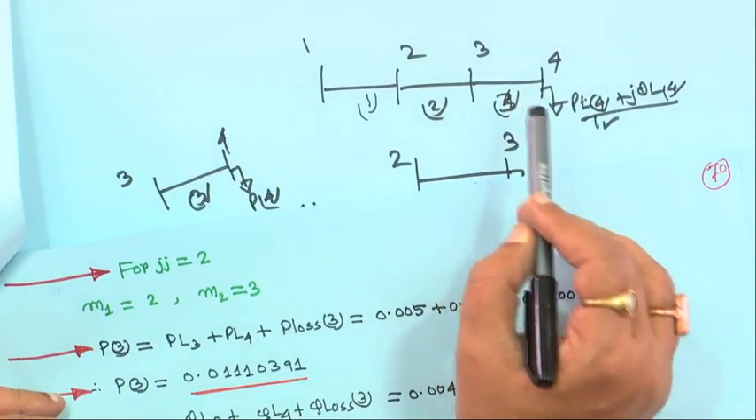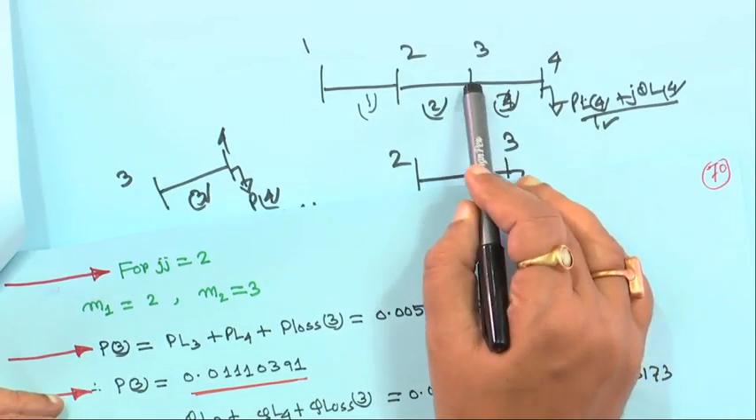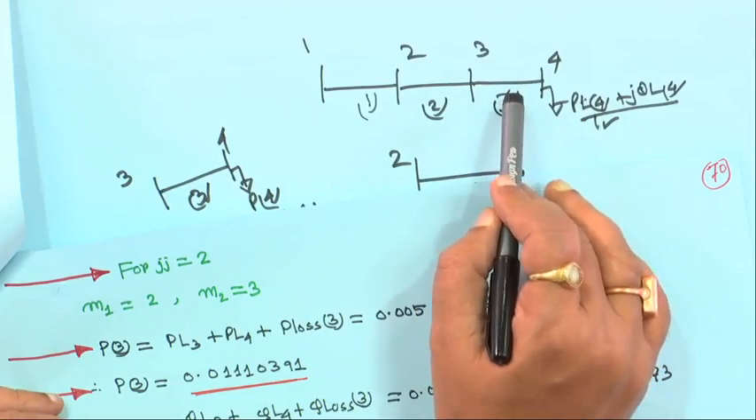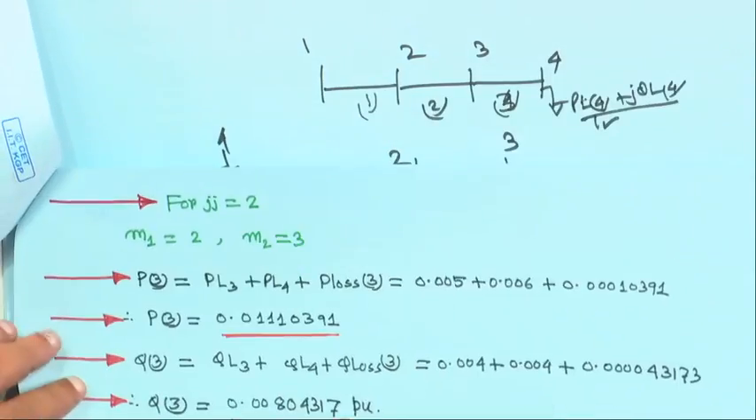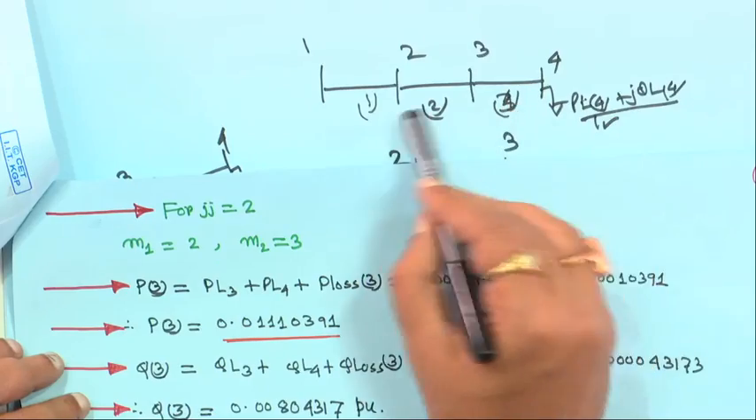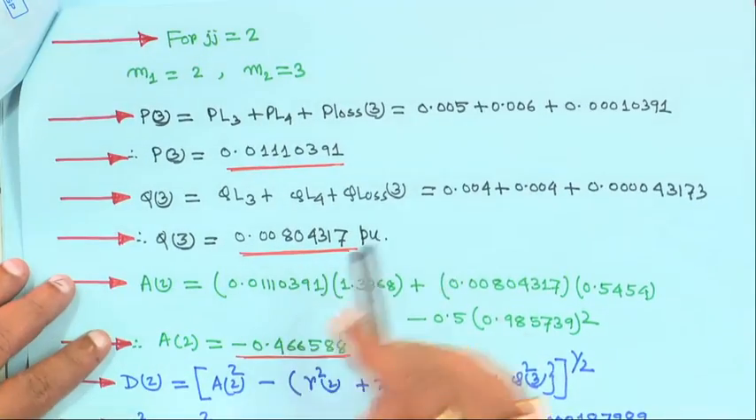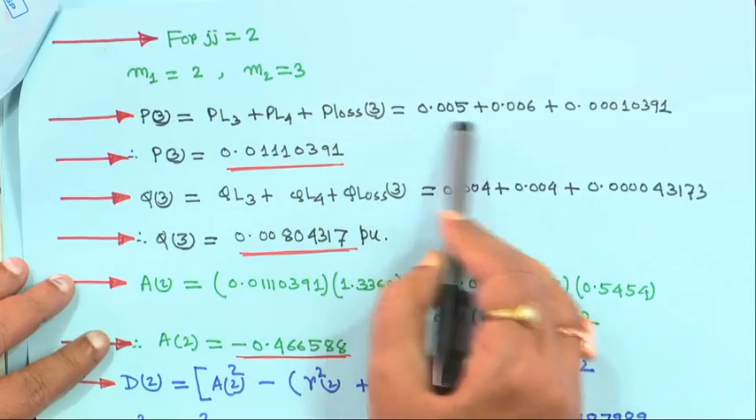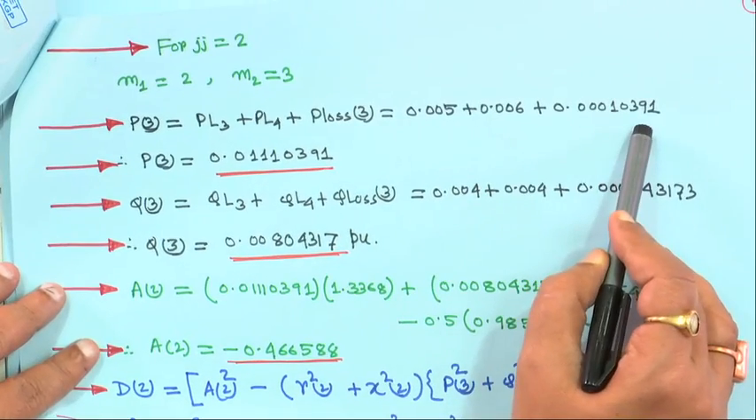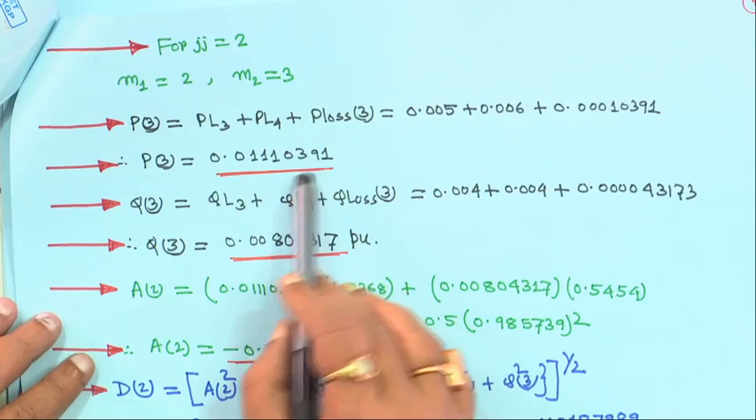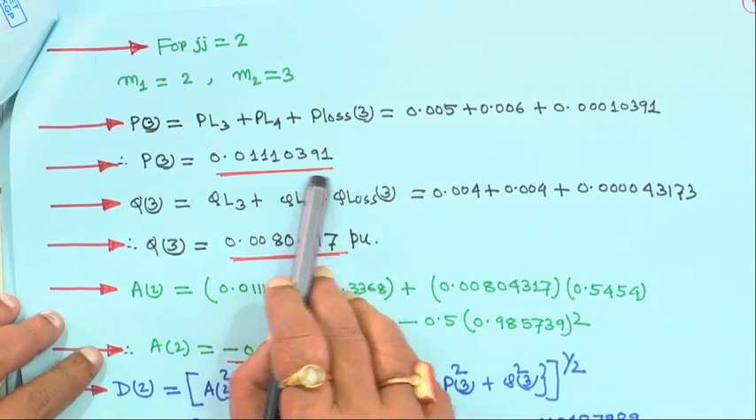That means this is your node 3. Beyond this only one branch is there, that is branch 3, this is branch 1, branch 2, this is branch 3. So, it is a 4 node problem actually, right. So, it is P loss 3. So, PL3 plus PL4 plus P loss 3, you have computed this one. So, P3 will be getting this much, 0.0111 then 0391.